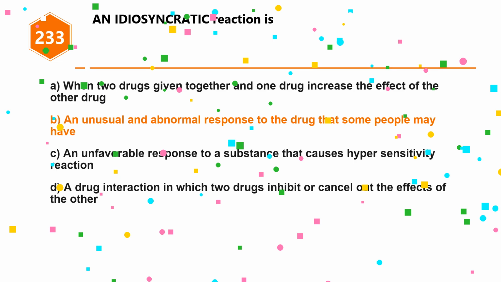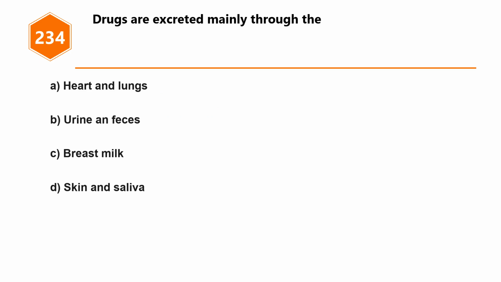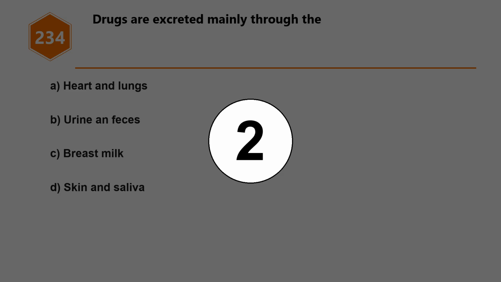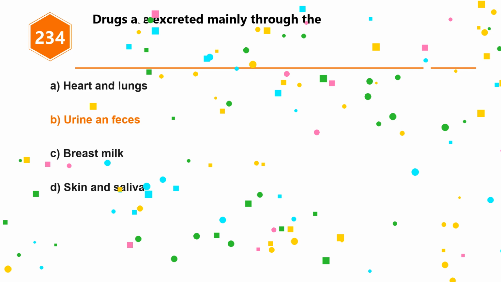The correct answer is option B, an unusual and abnormal response to the drug that some people may have. Question 234. Drugs are excreted mainly through the: Option A, heart and lungs. Option B, urine and feces. Option C, breast milk. Option D, skin and saliva. The correct answer is option B, urine and feces.